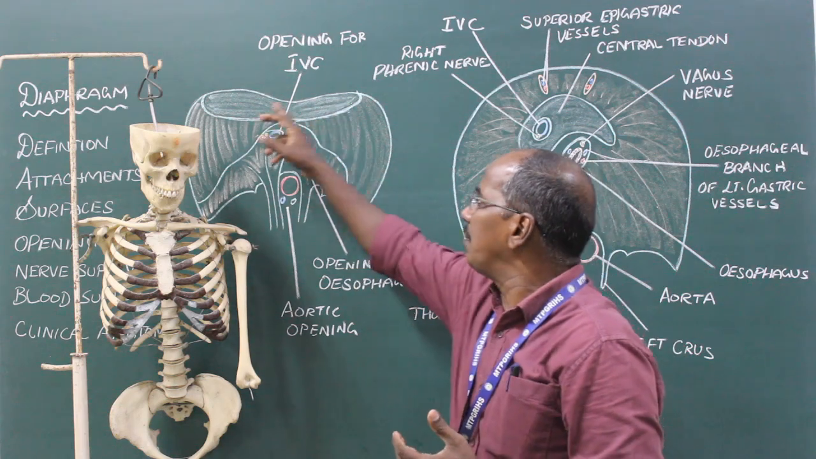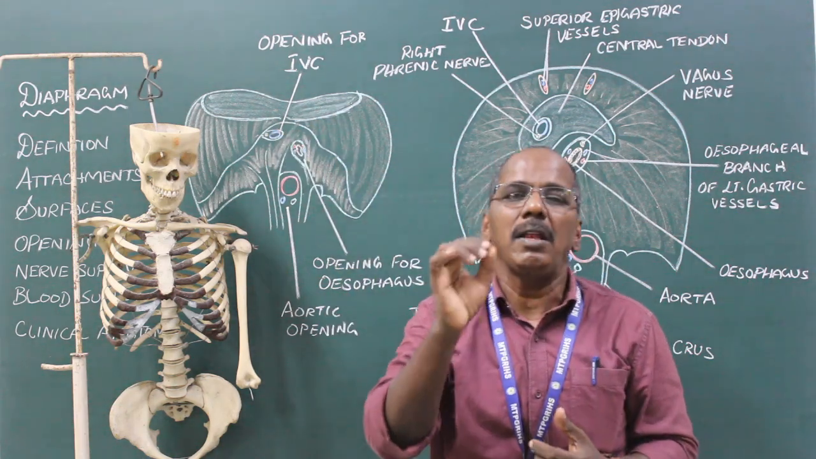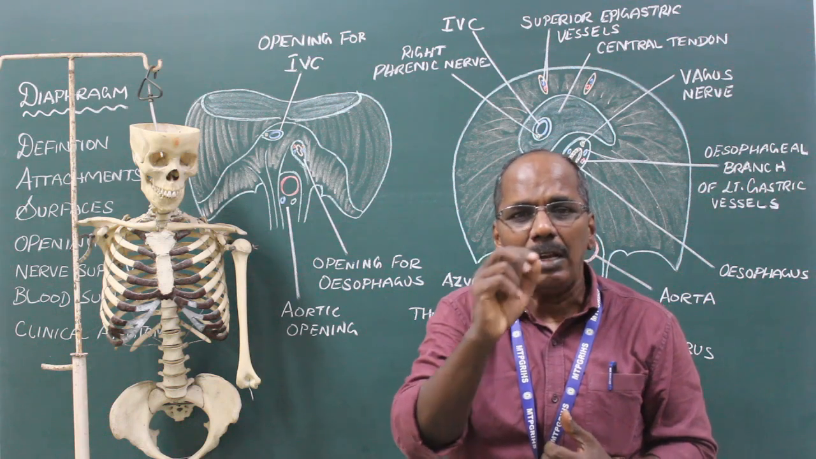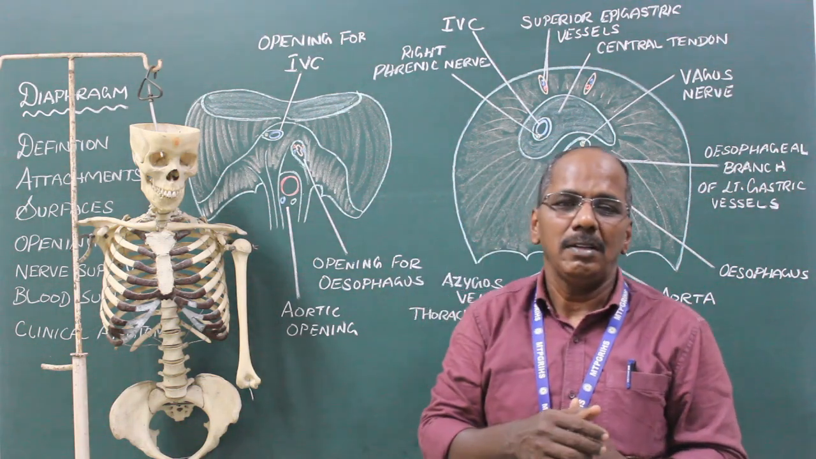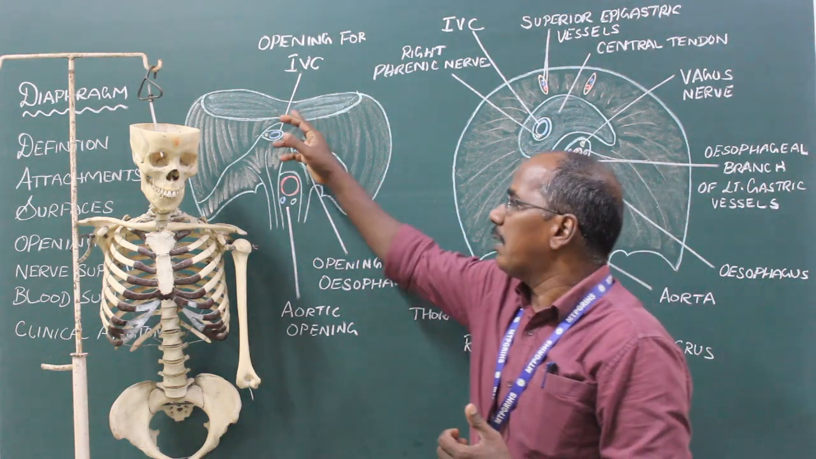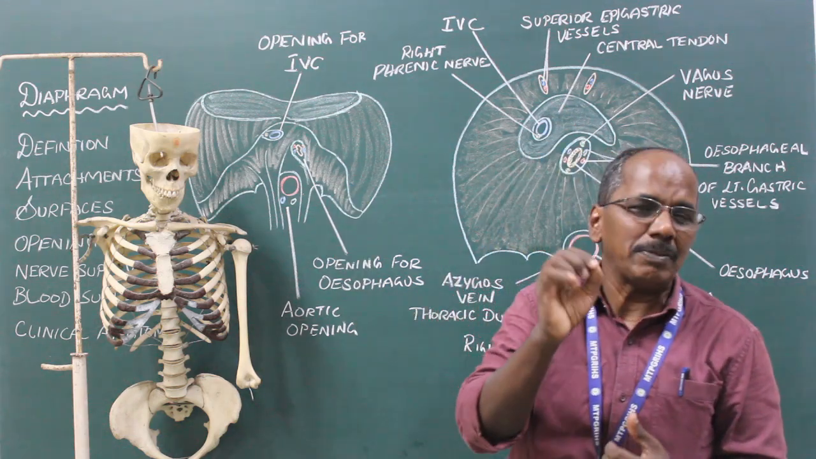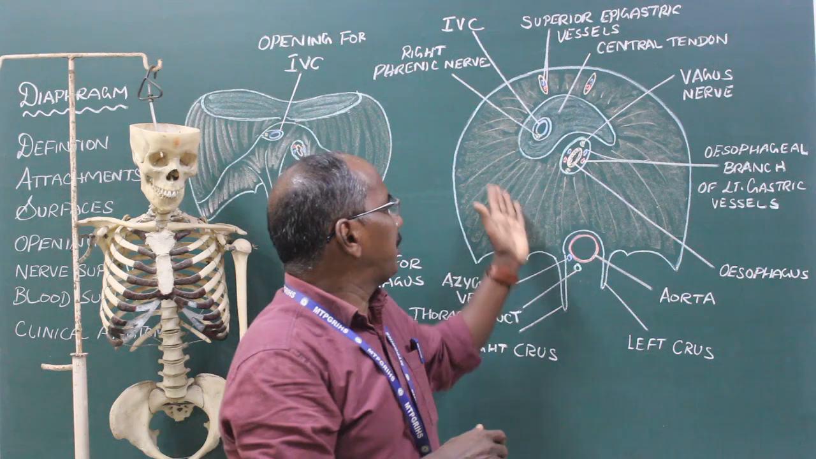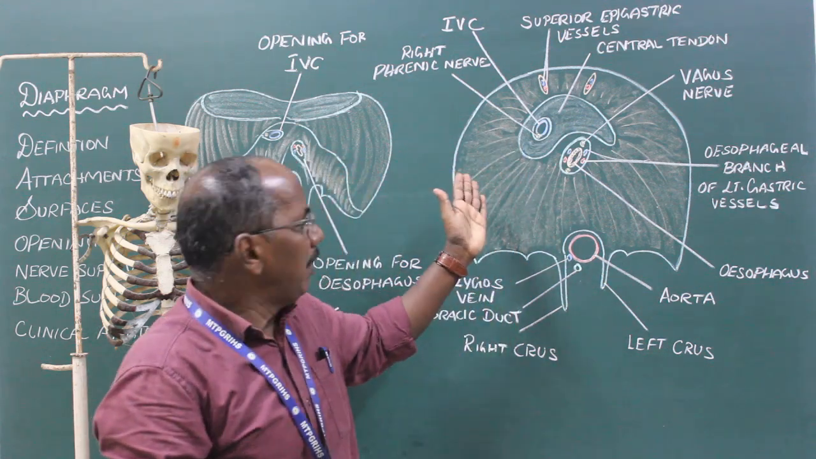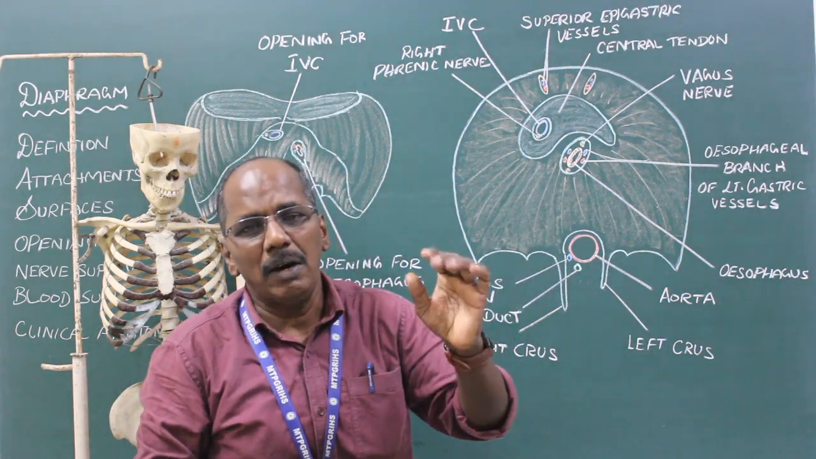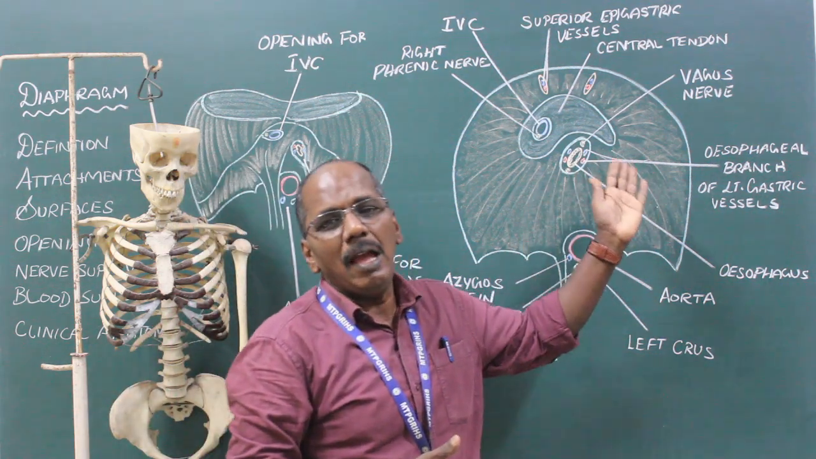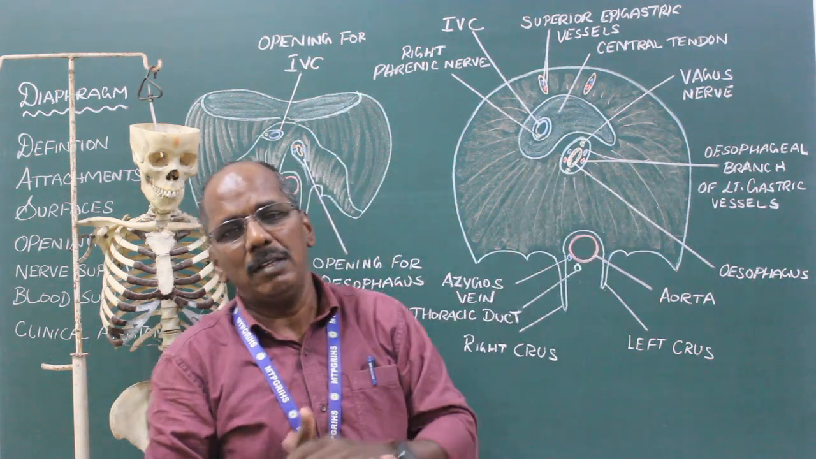The two domes of the superior surface are related to the diaphragmatic pleura, that is right and left diaphragmatic pleura, and the central part is related to the fibrous pericardium. The inferior surface is related to the liver and right kidney on the right side, and the stomach, left kidney and spleen on the left side.